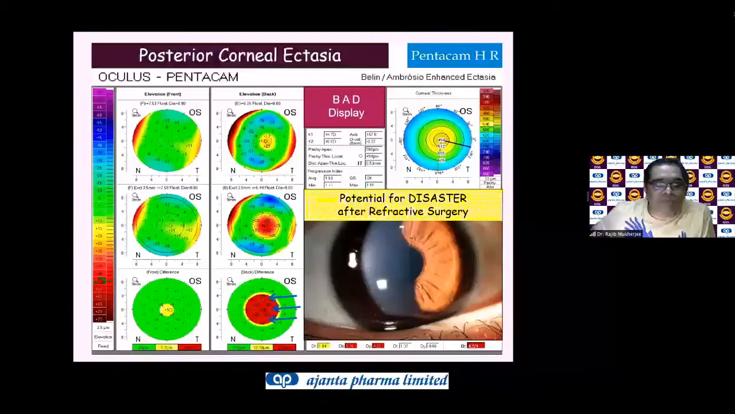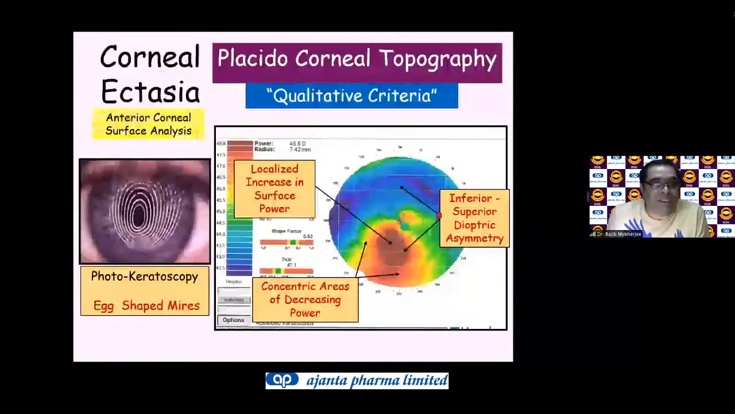On a Pentacam, which evaluates both the anterior and the posterior surface, we immediately can see here that there's a posterior surface elevation or posterior surface ectasia. So this was a case with potential for disaster, although it was a lip-smacking case for any refractive surgeon with such a low myopia. So corneal ectasia diagnosis and management really cannot be relied upon with the placido topographer alone.